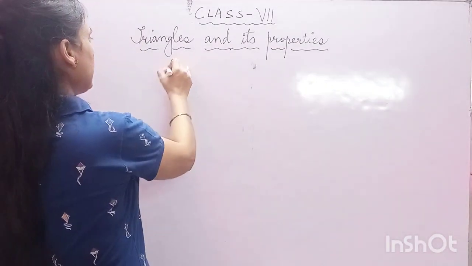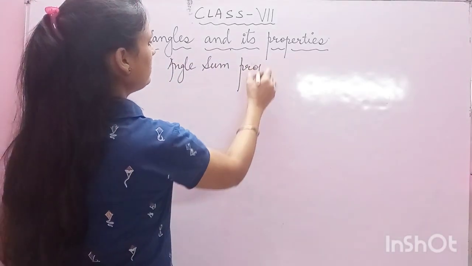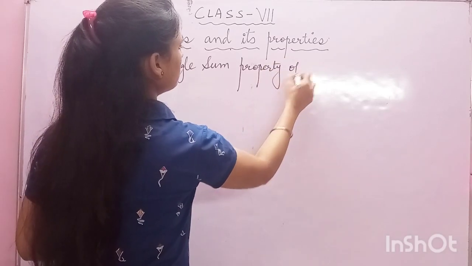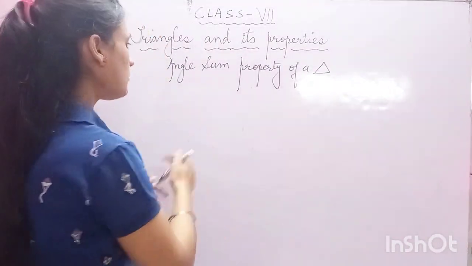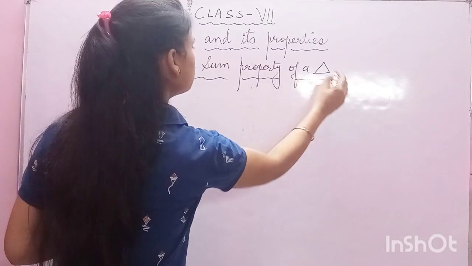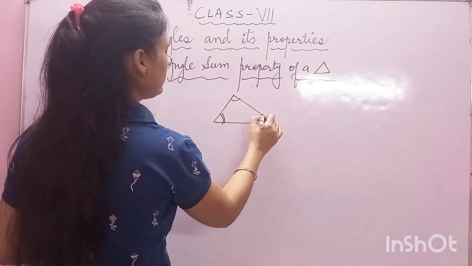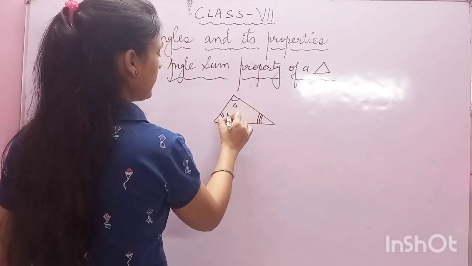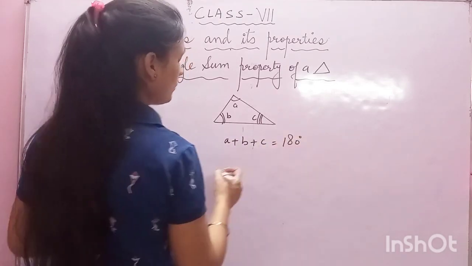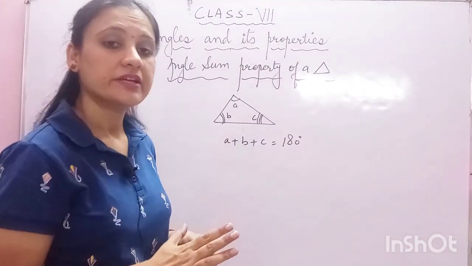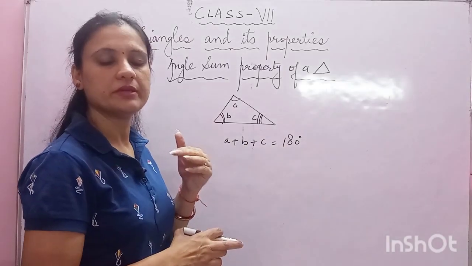The next property is the angle sum property of a triangle. What does it say? It says that the sum of all the three angles, you know there are three angles? Yes. If we say A, B, C, the sum of all the three angles should be 180 degrees. It cannot be less, it should not be greater, because if there is anything like that, the triangle will not be able to form.